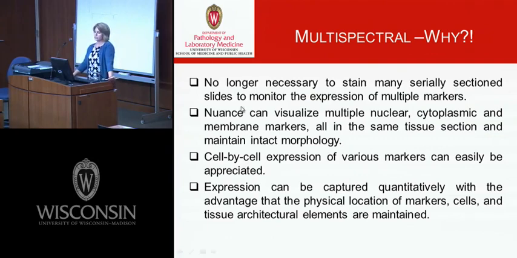So NUANCE in a single tissue section can allow you to visualize a nuclear, a cytoplasmic, a membrane marker within the same section, and you can have multiple markers within the same compartment identified. So again, cell-by-cell expression of various markers can be appreciated, and this is captured quantitatively.